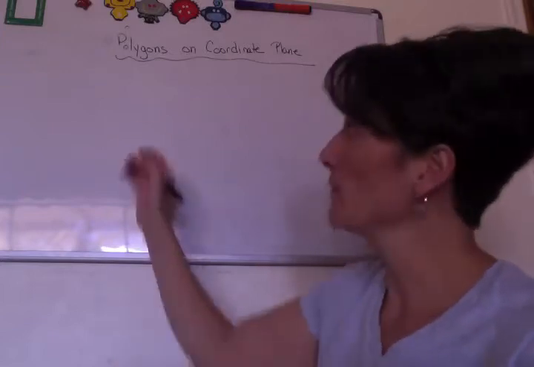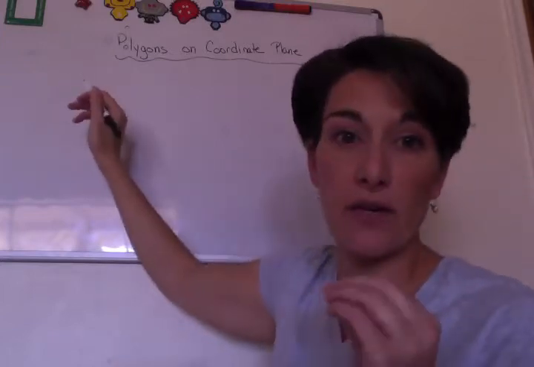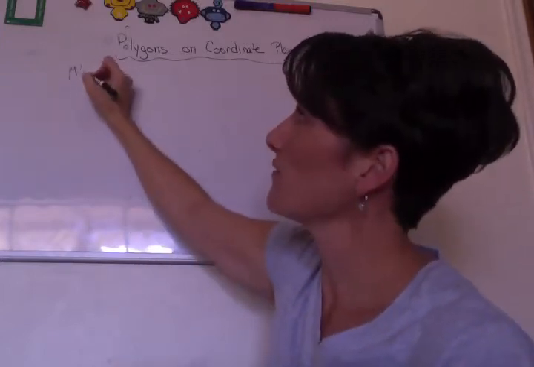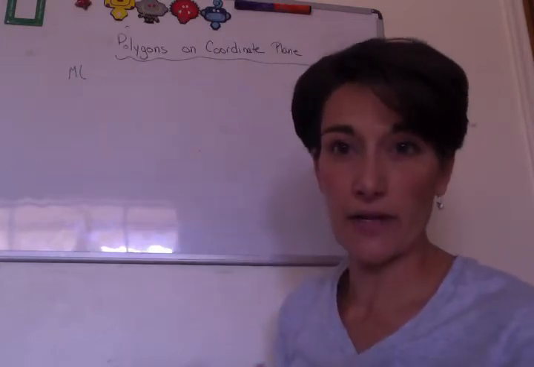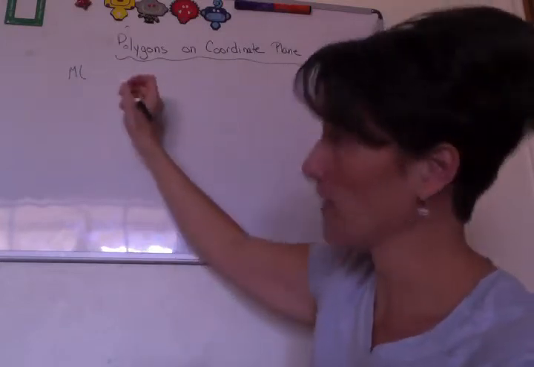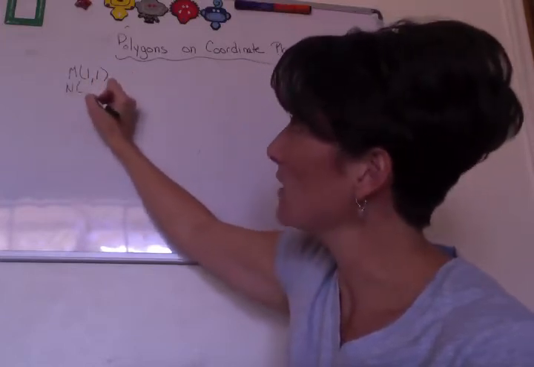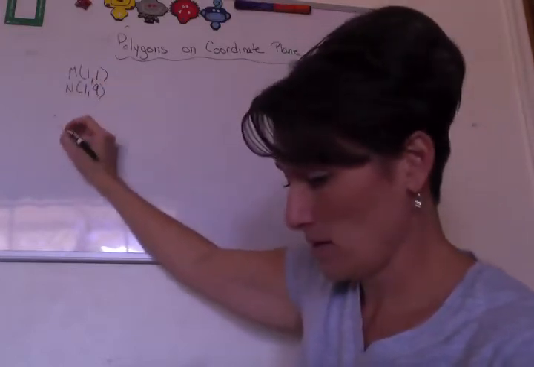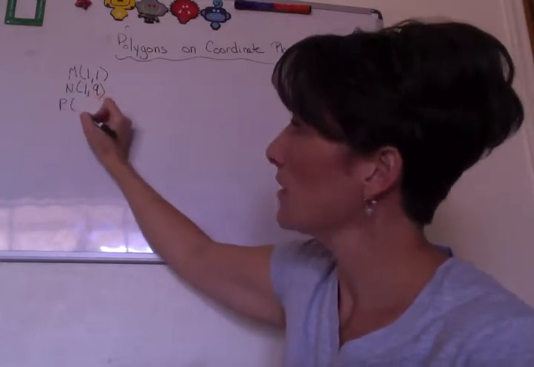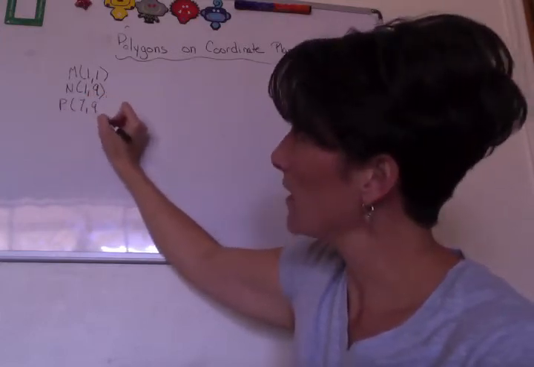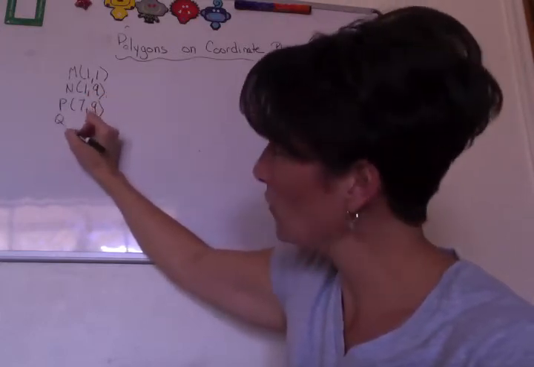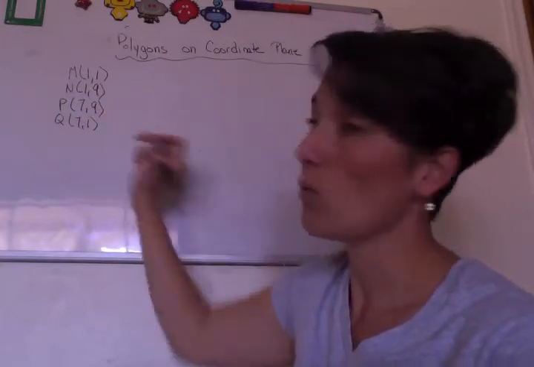So the first problem they're going to give you is a letter, and then they're going to give you the ordered pair that represents that letter. Let me give me a second while I write these down. So we're going to have M is 1, 1. We're going to have N is 1, 9. We're going to have P as 7, 9, and we will have Q as 7, 1.